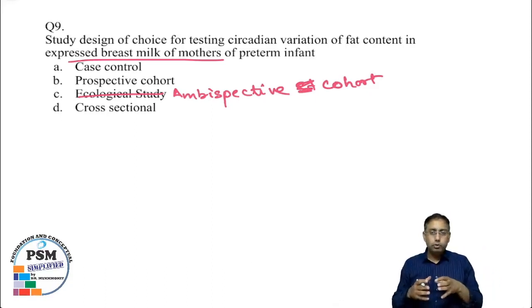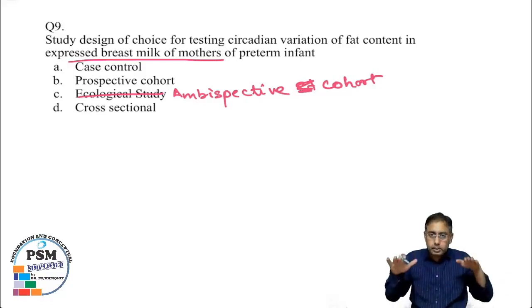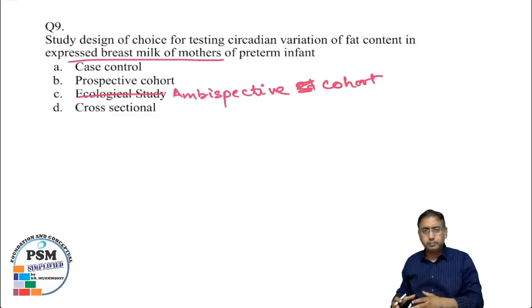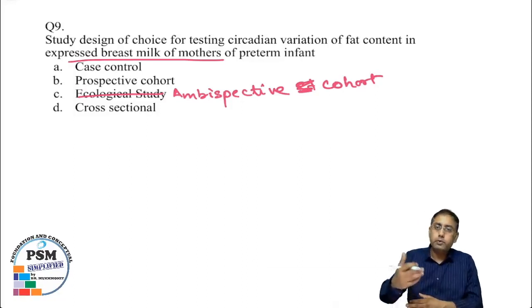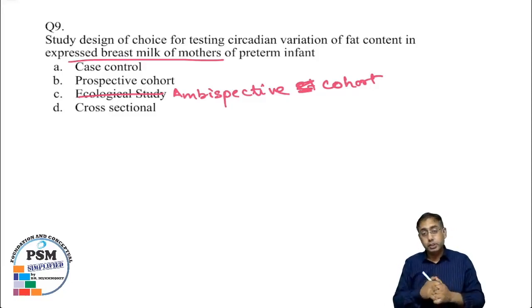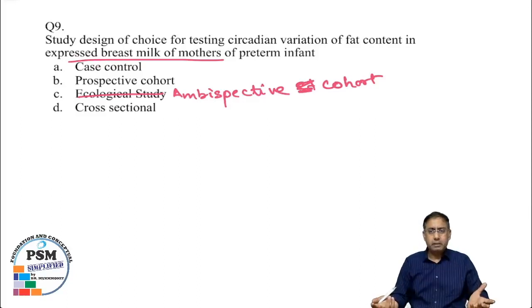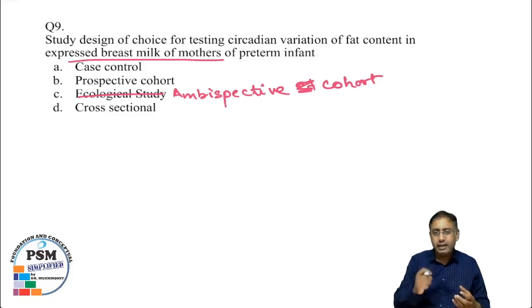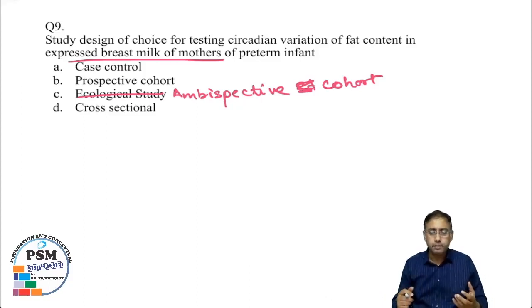You do not take a cross section. You do not take a snapshot of the population. You are taking a group of mothers who had similar characteristic, that is preterm infancy. Their child was preterm infant born, and you followed them up with sequential follow-ups every day to check for their circadian variations in their fat content of the expressed milk. So what does it mean? It means you're taking a group of females with common characteristics. It's a direct indication that you're doing a cohort study.